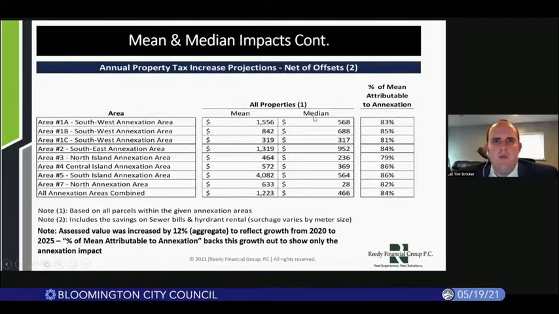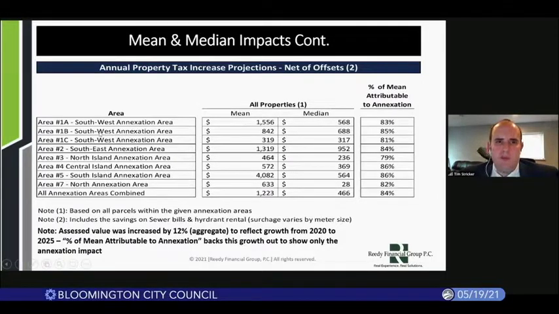This next table is the same principle. It's just all properties are included. It should be your residential properties, your industrial, everything, commercial. So for area 1A, which again is the Southwest Annexation area, the average increase is $1,556. The median is $568. And the percentage of the average attributable to annexation is 83%.